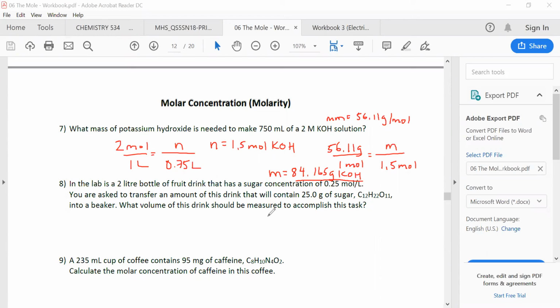All right, number 8 says, in the lab, there's a 2-liter bottle of fruit juice or fruit drink that has a sugar concentration of 0.25 moles per liter. You are asked to transfer an amount of this drink that will contain 25 grams of sugar. Now, there's a bit of a red herring in this case. Actually, a number you don't need. You don't actually need the size of the container. You actually just need the concentration.